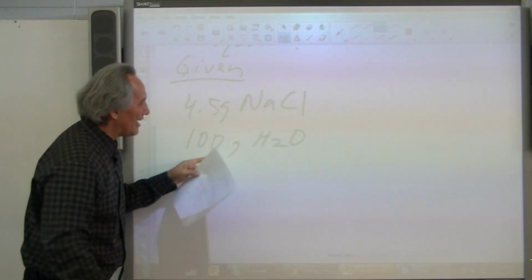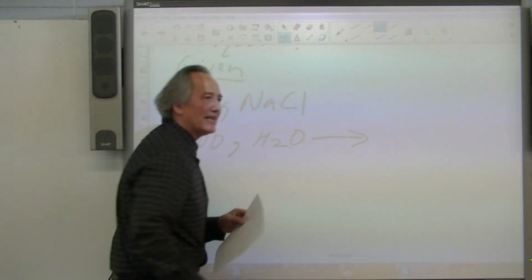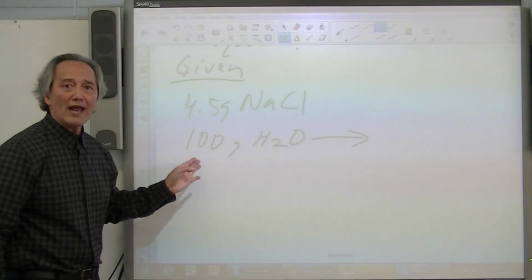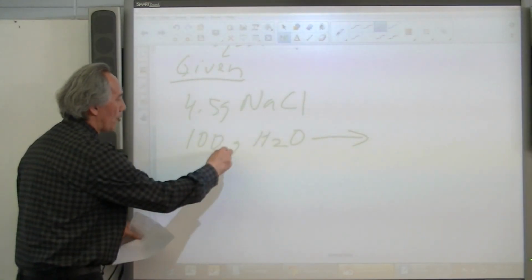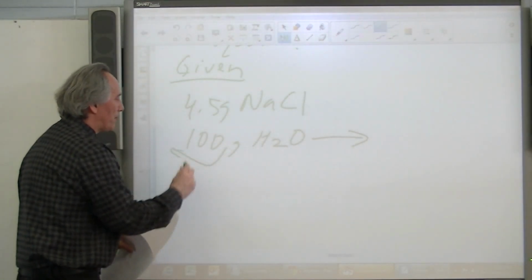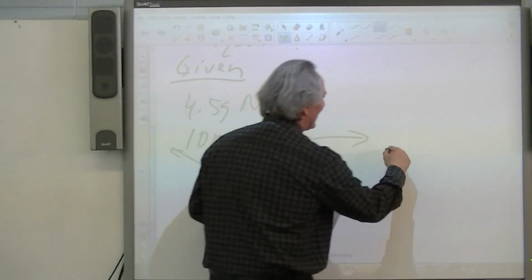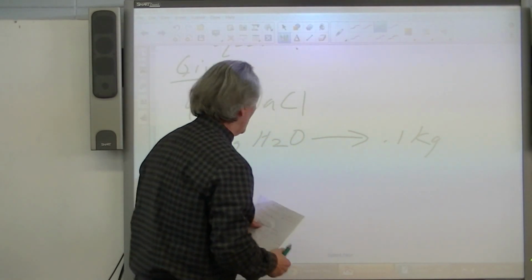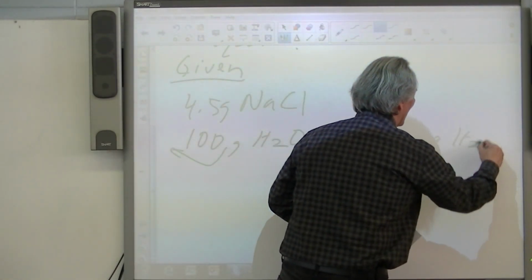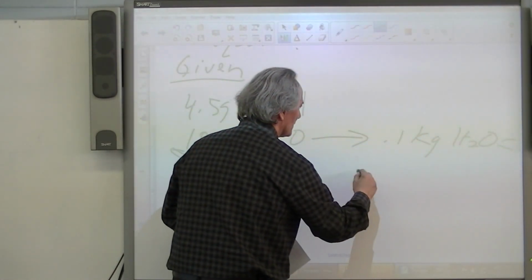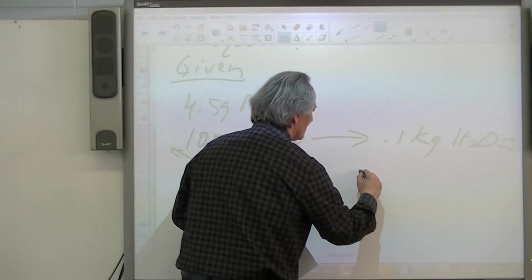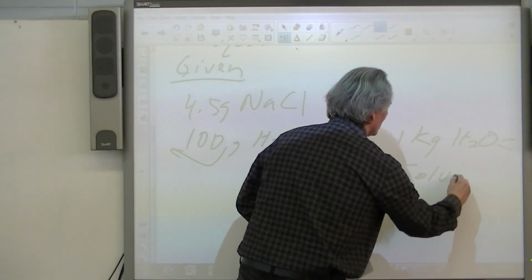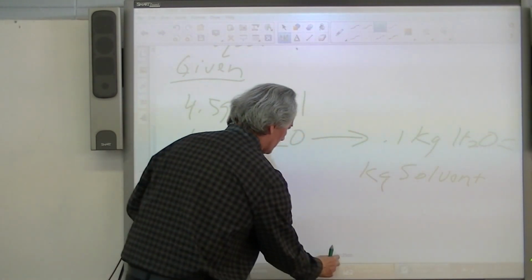So let's go ahead and, before we plug in any data in our equation, convert the grams to kilograms, which we can, of course, do by moving the understood decimal point 3 places to the left, and hence we have 0.1 kilogram of H2O, and that, in fact, is equal to our kilogram solvent. Okay?